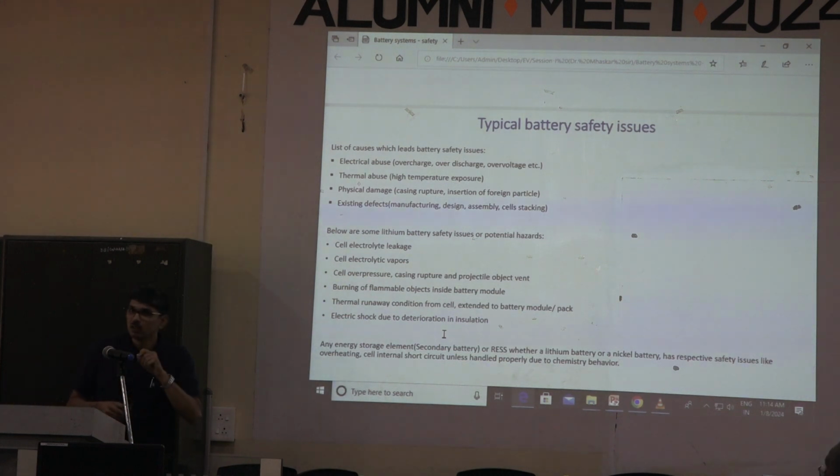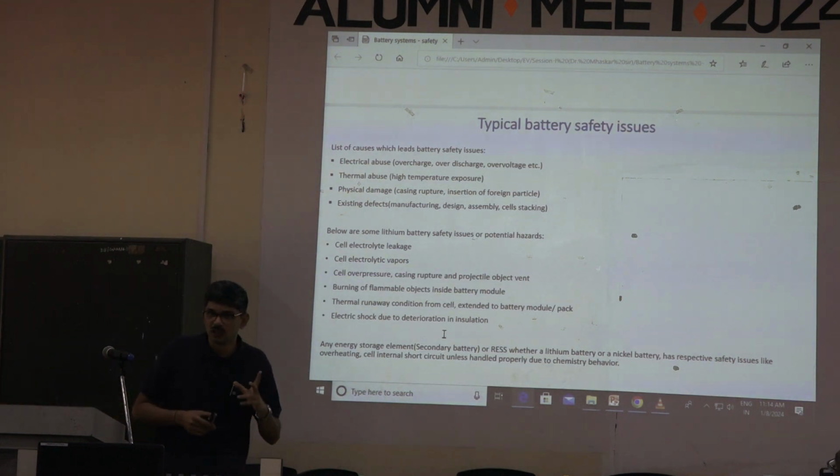UNECE R100.2.3, now 3 is already out. It talks about annexure A to annexure 9, or A, B, C, D and 9. So all this talks about how to characterize the battery and how to test the battery, how to qualify the batteries. In fact, the same goes for the vehicles also.